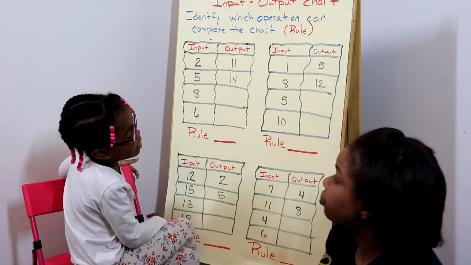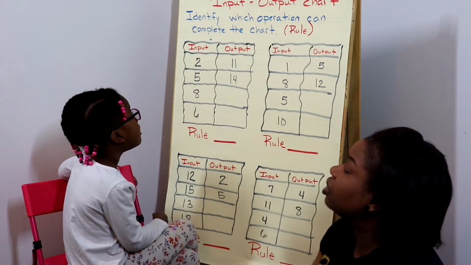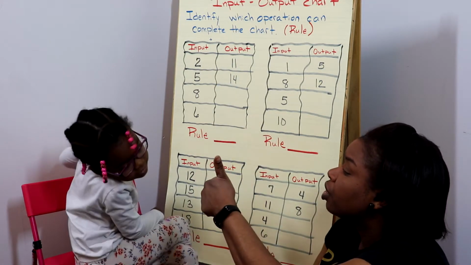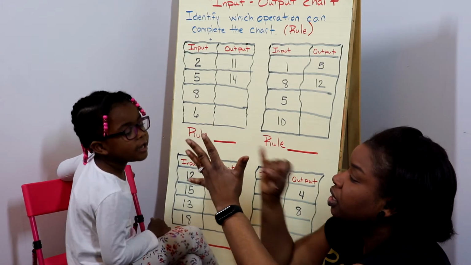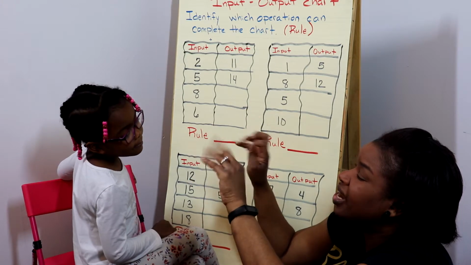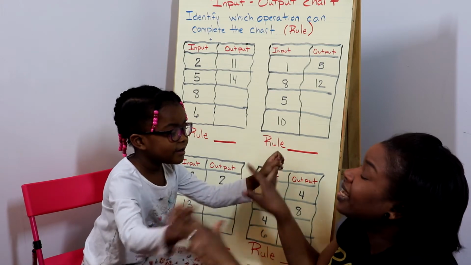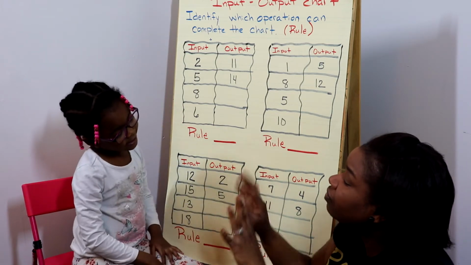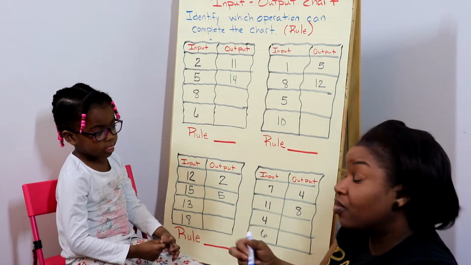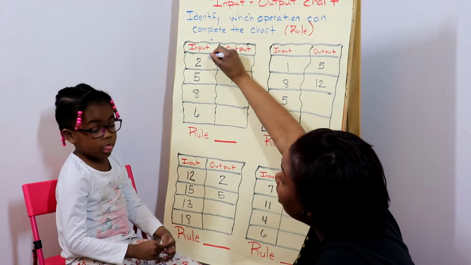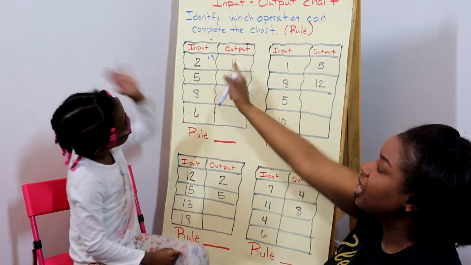Okay, so we're going to count up. We have 2, so we're going to count up to 11. So let's go. 2, 3, 4, 5, 6, 7, 8, 9, 10, 11. How many fingers? 9. So we have 9 fingers. So 2 plus 9 equals 11. So now we know right here we're going to have plus 9. So 2 plus 9 equals 11.